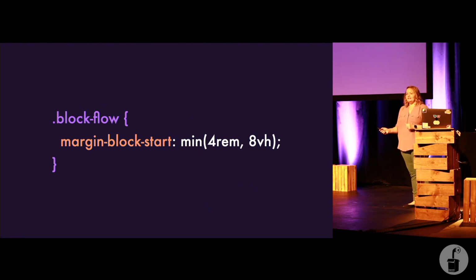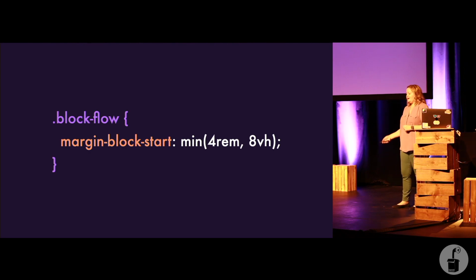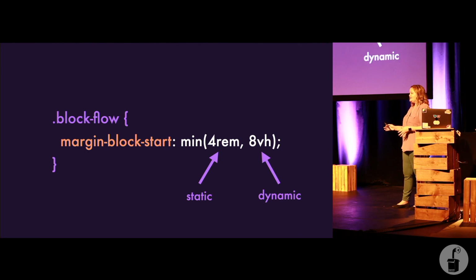I'm borrowing the term flow from Andy Bell's flow content rule, and block comes from our usage of margin-block-start, which is a logical property. If you're not yet familiar with logical properties, margin-block-start is the logical companion to margin-top. So with min, we've provided the values for 4rem and 8vh. You can think of the 4rem as our static value and the 8vh as our dynamic value.